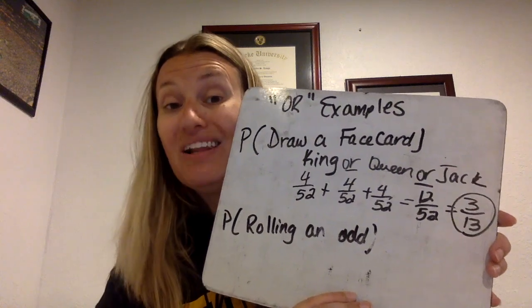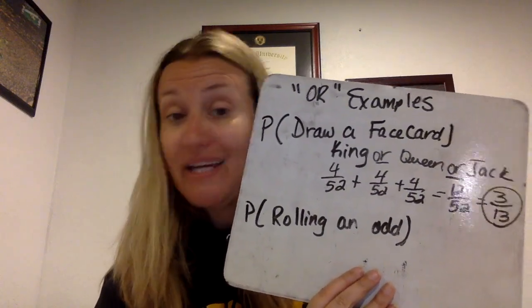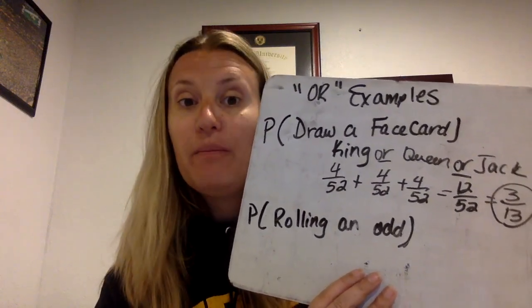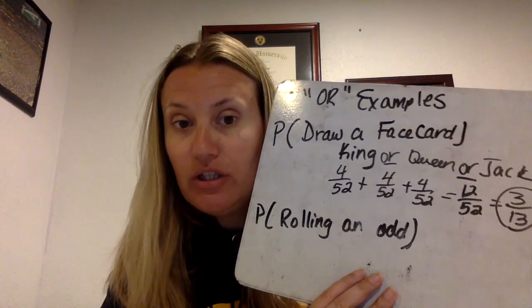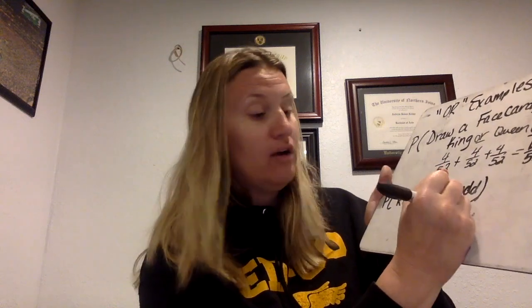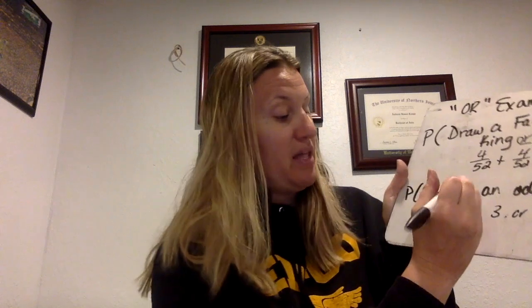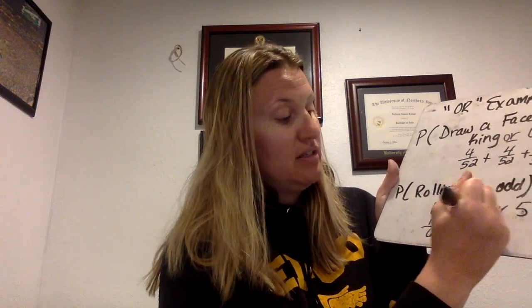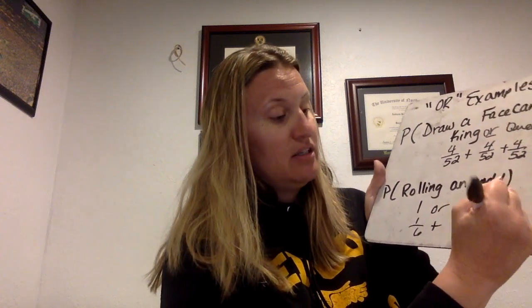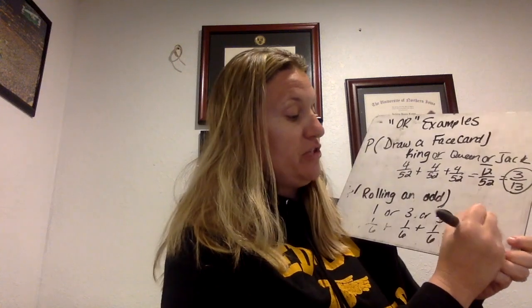The or is implied. Same thing with if I roll a standard dice, what's the probability that I will roll an odd? Again, we don't see the word or, but how do I get an odd number on a dice? I need to roll a 1 or a 3 or a 5. That's where the or comes into play. So that's 1 out of 6 plus 1 out of 6 plus 1 out of 6, which is 3 out of 6. Whoops, sorry. And reduces to 1/2.